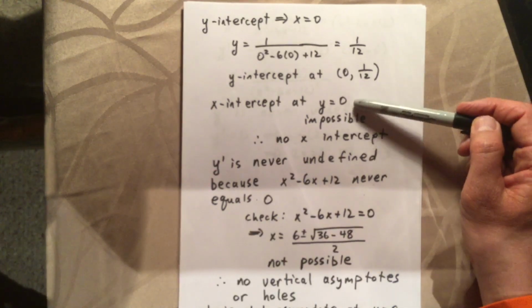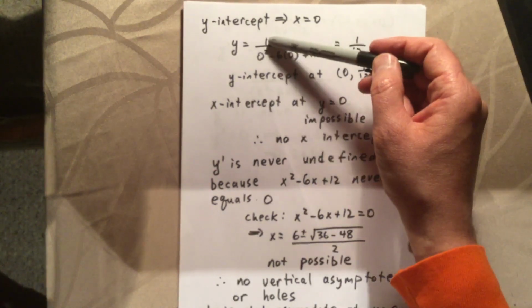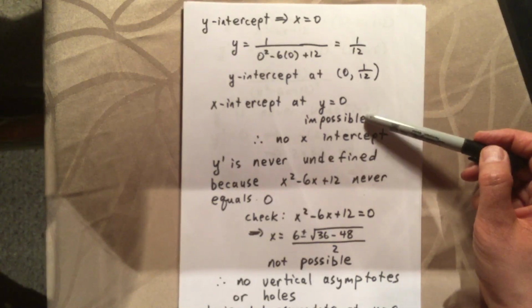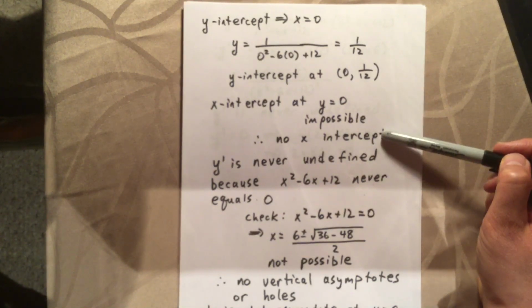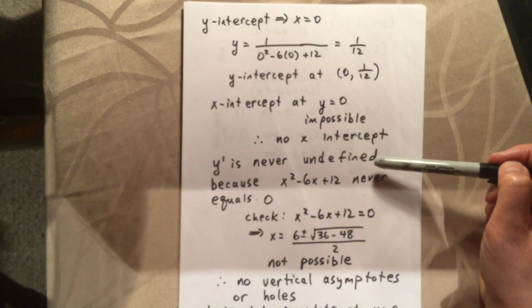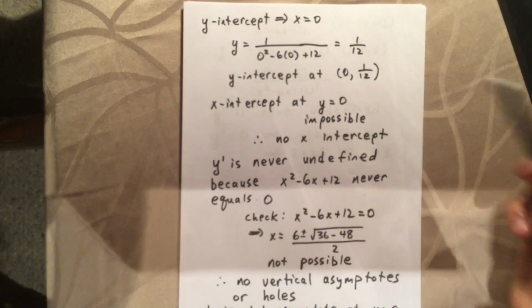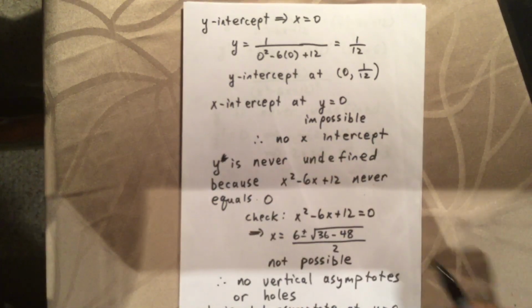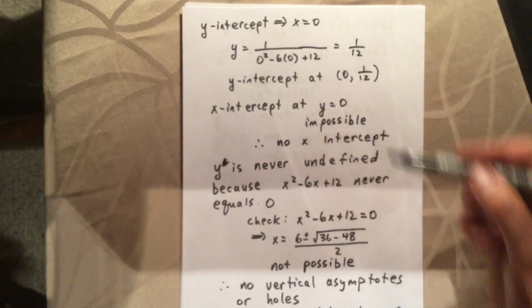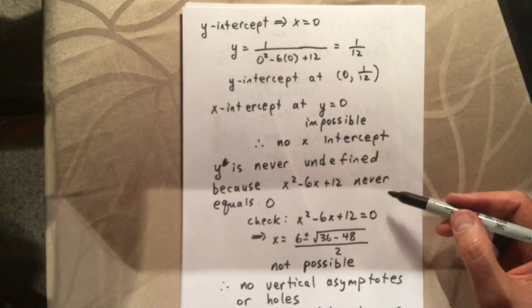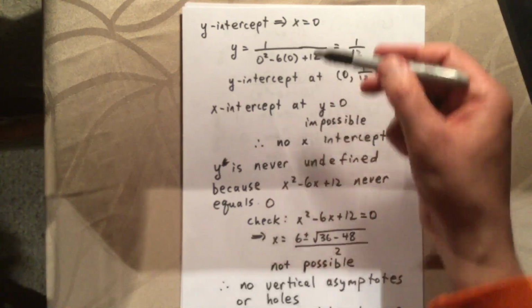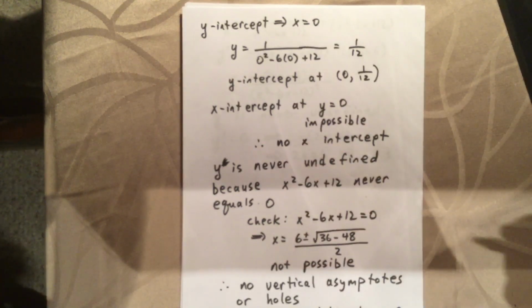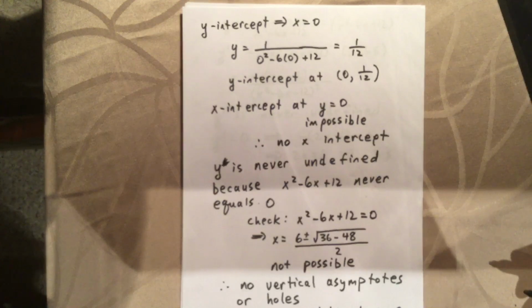We have an x-intercept where y equals 0, but that would mean that the numerator of 1 was equal to 0, which is impossible. So there's no x-intercept. Now, we see that y is never undefined because x squared minus 6x plus 12 never equals 0. Because the denominator never equals 0, the value for y is never undefined, so we're not going to have any vertical asymptotes or holes.